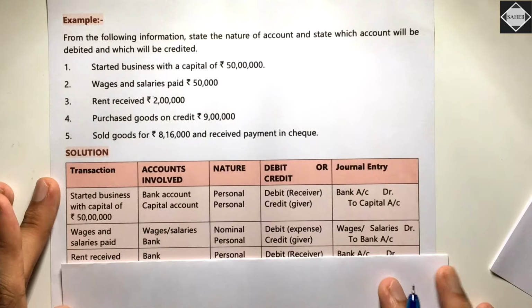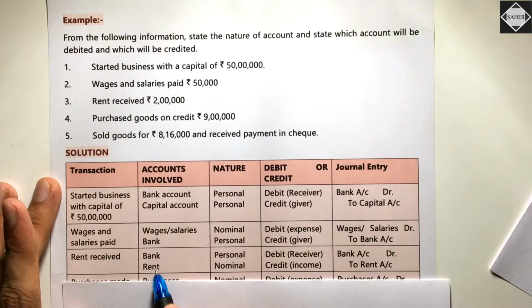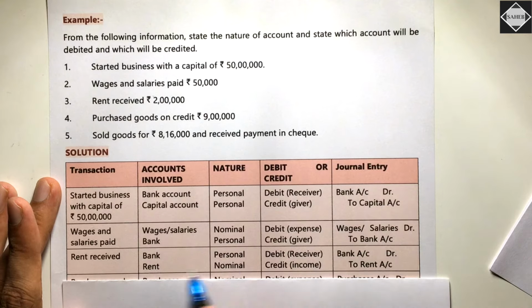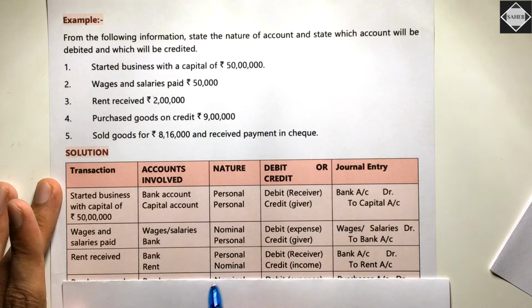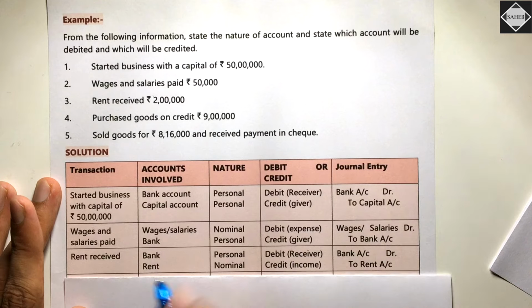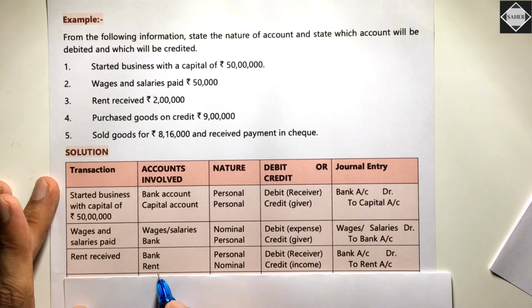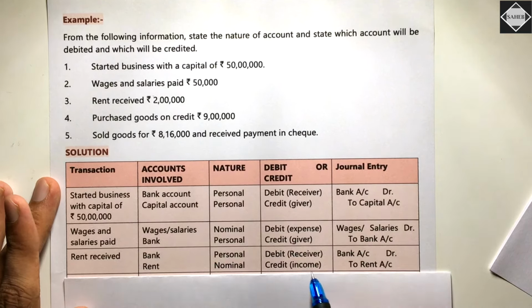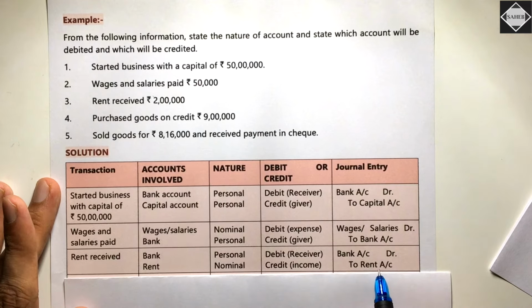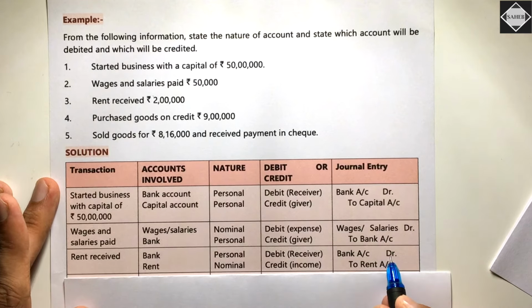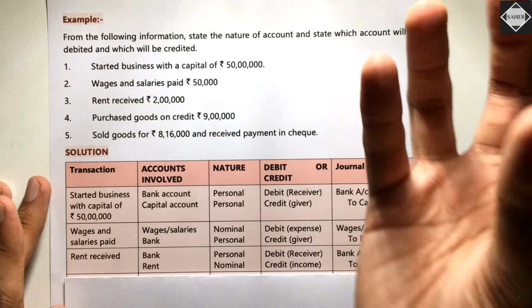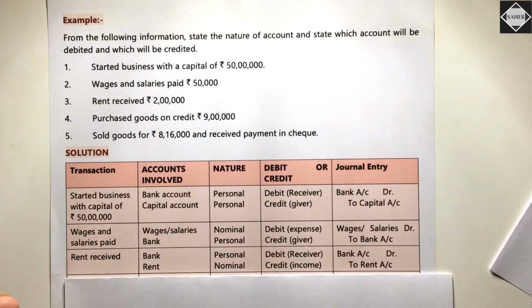Is it clear? See here, rent received, bank and rent, these two accounts are involved. Bank is personal, rent is nominal. Rent received means it's income. You credit all the income. So rent account will be credited and bank account will be debited because bank has received. In bank account the money is received. Is that clear? Fine, understood.